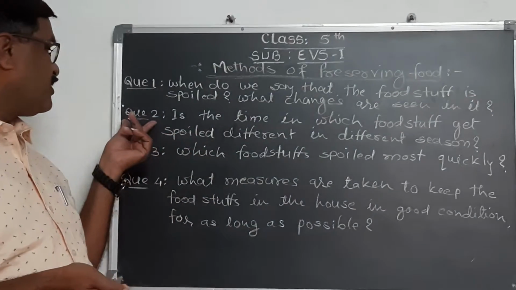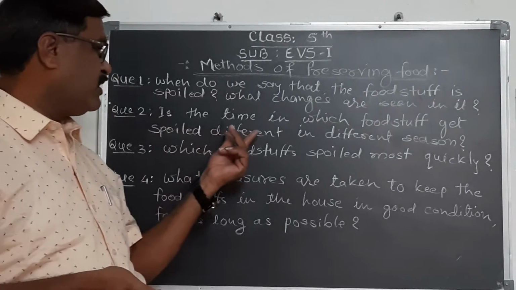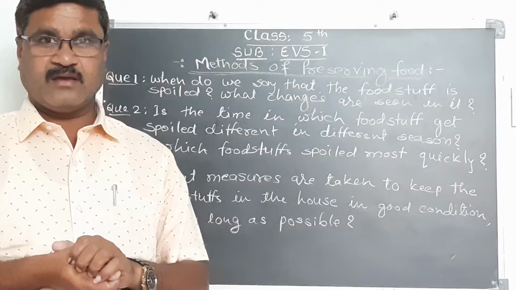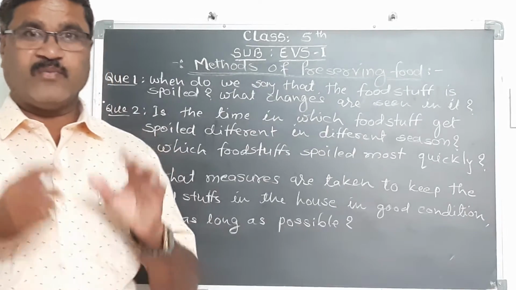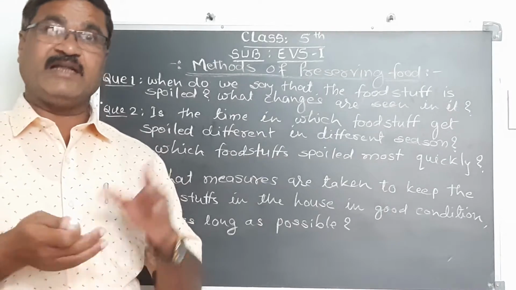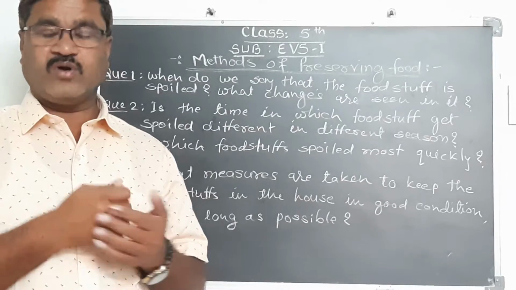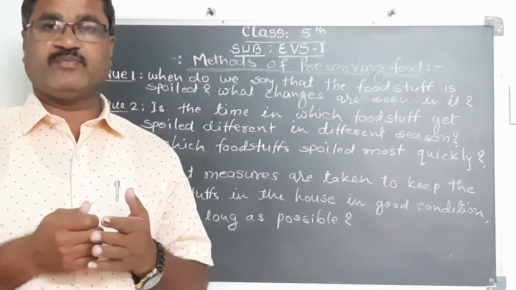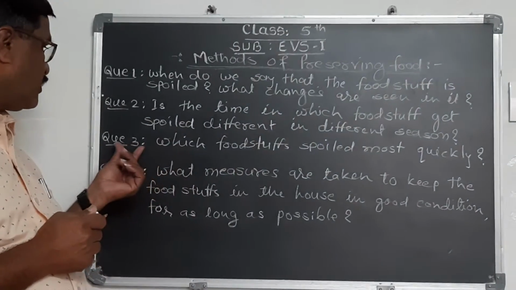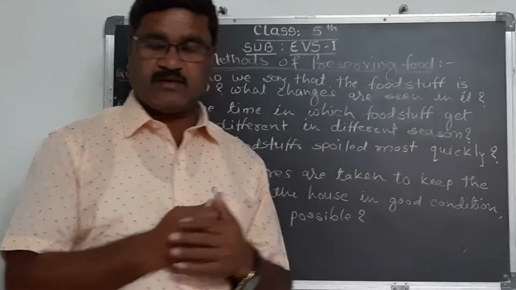Then another question: is the time in which foodstuffs get spoiled different in different seasons? Yes. In the summer, foodstuffs get spoiled quickly, and in the winter season we can use them for more time because of the temperature, isn't it? Then question number 3: which foodstuffs spoil most quickly?